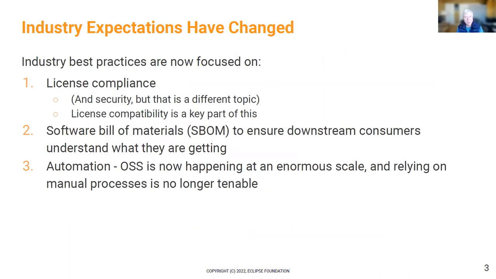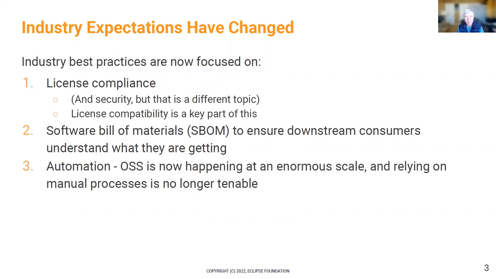The other thing is that industry expectations have really changed since 2004. Industry best practices are now focused on license compliance. Also security, that's a different topic, but license compatibility is a key part of this. If you look at what companies are typically doing in their own open source compliance offices, they're spending time to make sure that the licenses are compliant and consistent across a distribution, and that they're complying with all of the various bits of reporting and notifications and compatibility between all of the licenses.